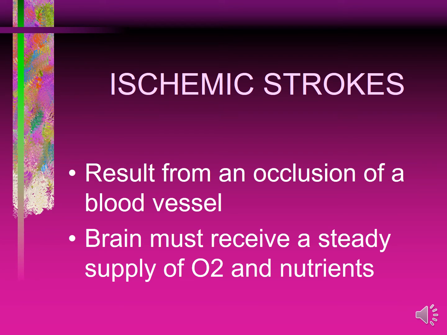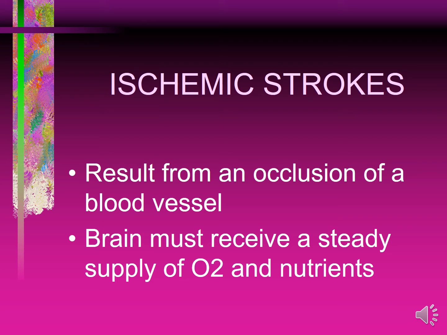Now, ischemic strokes, the majority of strokes, result from an occlusion of a blood vessel. As you remember from anatomy and physiology, the brain must receive a steady supply of oxygen and nutrients to function. And the brain is one of the most sensitive areas of the body, if not the most sensitive area, to hypoxia and to hypoglycemia. It needs that constant supply, and it doesn't adapt very well when it is deprived of oxygen or glucose.